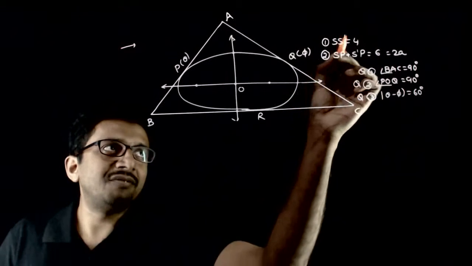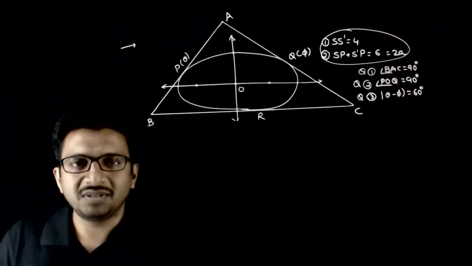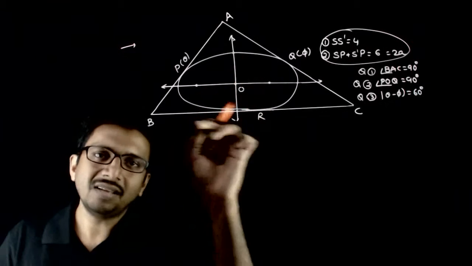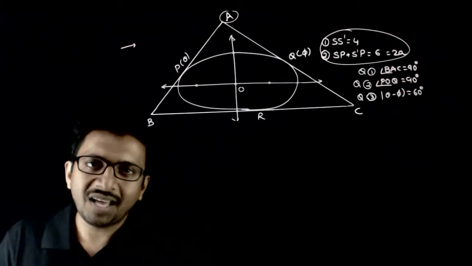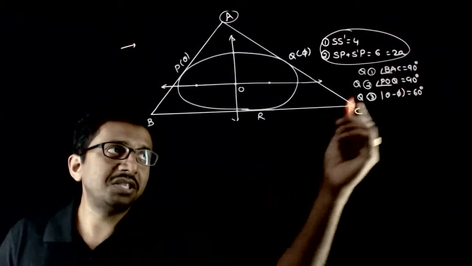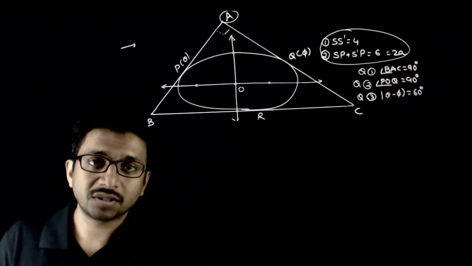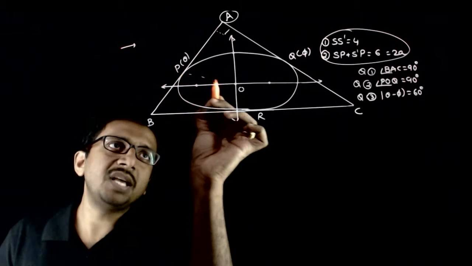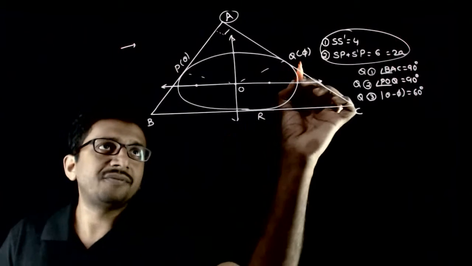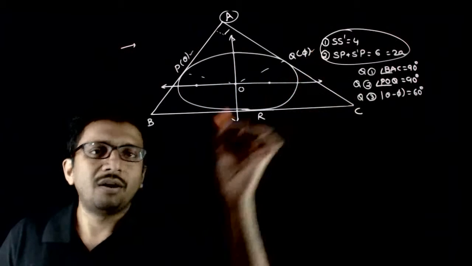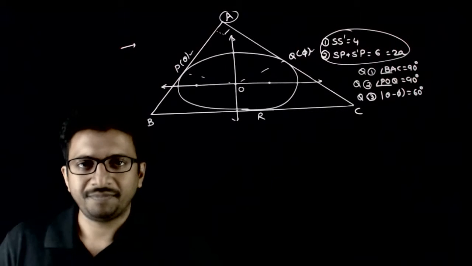This is the given information, and it's given that this ellipse is inscribed in a triangle ABC. If that is so, what is the locus of the vertex A if, in the first question, angle BAC is equal to 90 degrees? If angle POQ is equal to 90 degrees, what is the locus of A? And if the difference between the eccentric angles of P and Q is equal to 60 degrees, what is the locus of A?